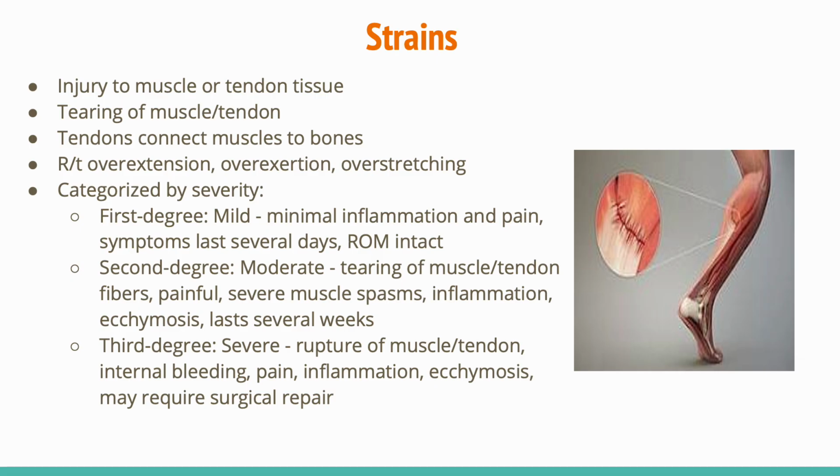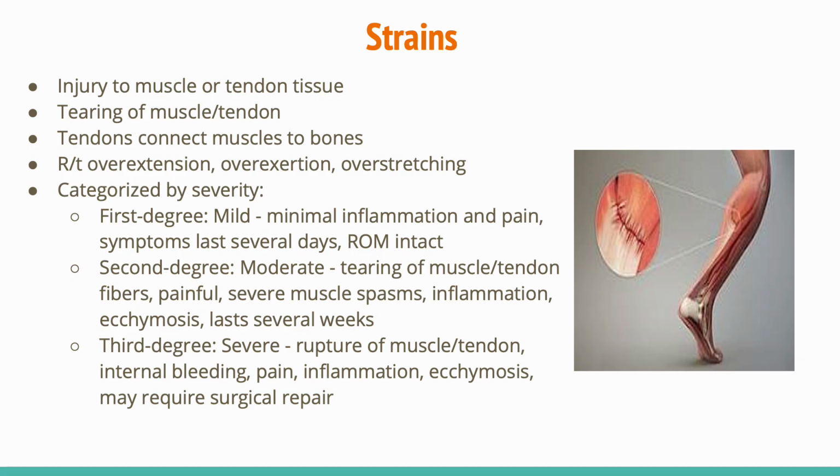Depending on the amount of tissue damage, strains are classified into 3 grades. Grade 1 strain involves microscopic tearing of only a few muscle fibers. Patients usually experience mild pain with little loss of strength or function. Then you have grade 2 strain, which involves a partial tear. Inflammatory response becomes much more pronounced, producing swelling, bruising, muscle spasm, and weakness.